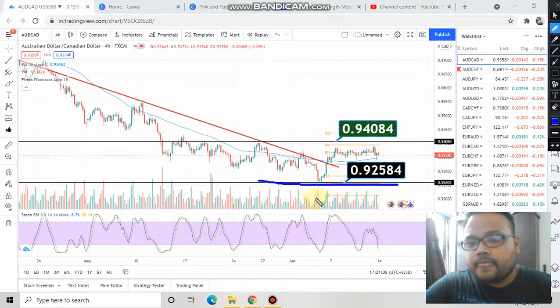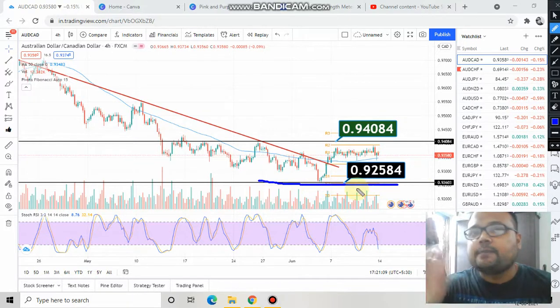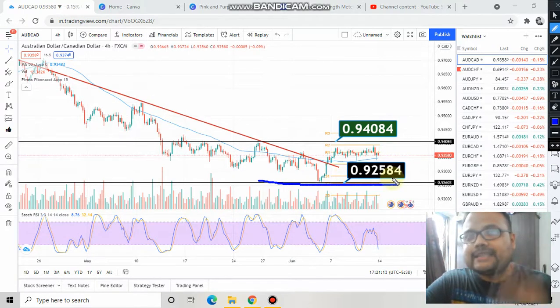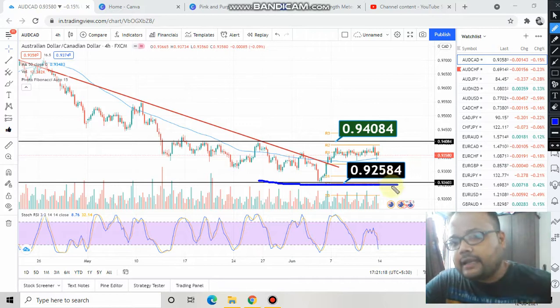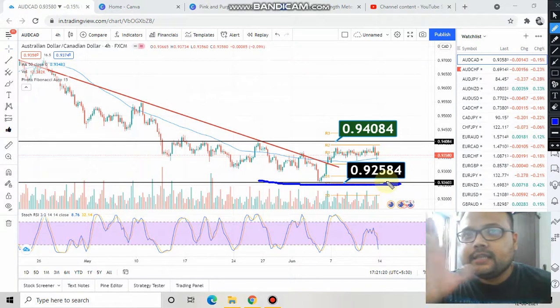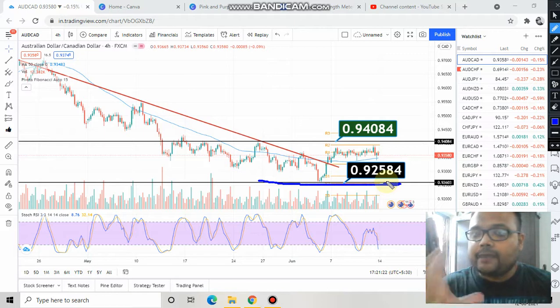Therefore, in case market comes down to this particular price level after the market opening on Monday, and you see some price rejection from below, just observe the price and see how the price is reacting.